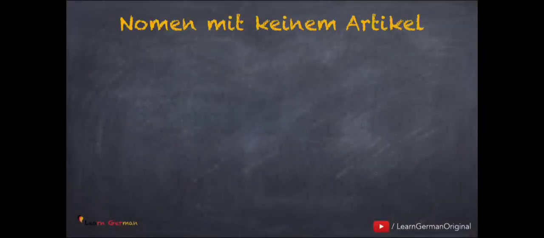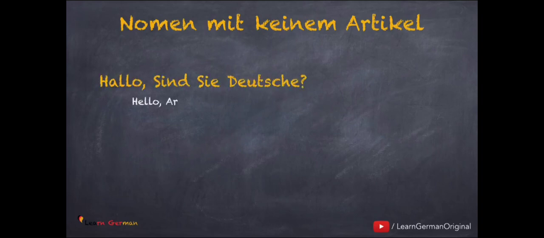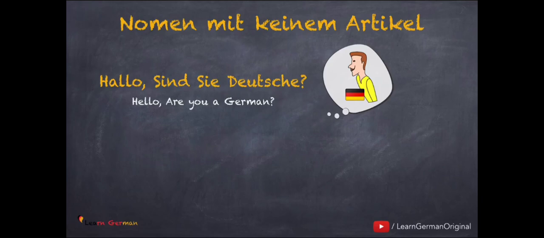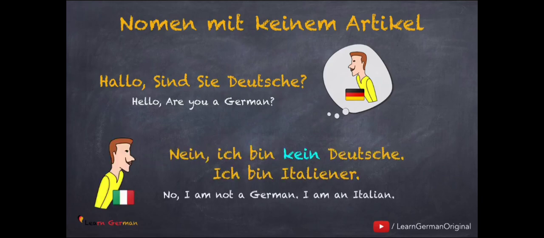Let's move on to the next case, where you don't have any article. Nomen mit keinem Artikel. And here's the first sentence. Hallo, sind Sie Deutsche? Nein, ich bin kein Deutscher. Ich bin Italiener. In this case, Deutsche has no article in the first sentence. Hence, when you are negating it, you can easily use kein.